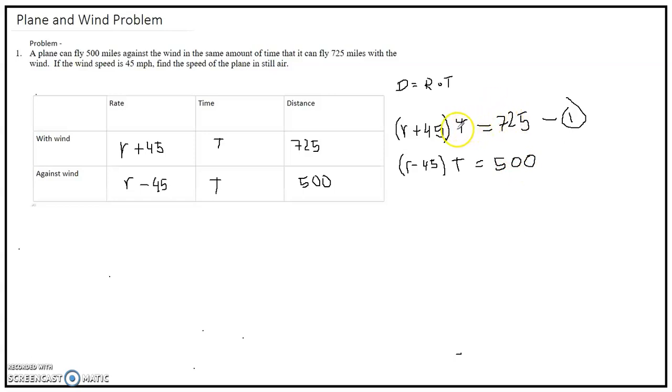Our goal is to set these two equations equal to each other. We can see the t is common in both cases, so we will write both of these equations in terms of t. For the first case, t equals 725 divided by r plus 45. And for the second case, we'll have t equals 500 divided by r minus 45.